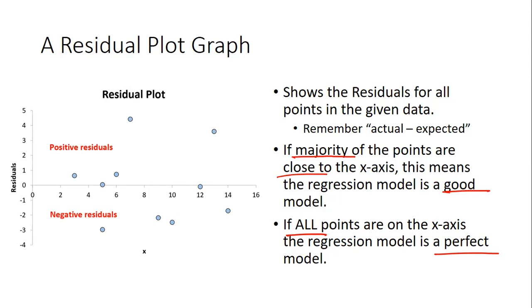If the majority of the points are close to the x-axis, this means the regression model is a good model. It's not perfect, but it is good. If the majority of your points are either above or below, that means it's not a good model. We're creating too much of a curve, right? But if it's all clustered and roughly around it, then it's a good model, not a perfect model. A perfect model is if all points are on the x-axis. Only if all points are on the x-axis is it a perfect model. Okay?